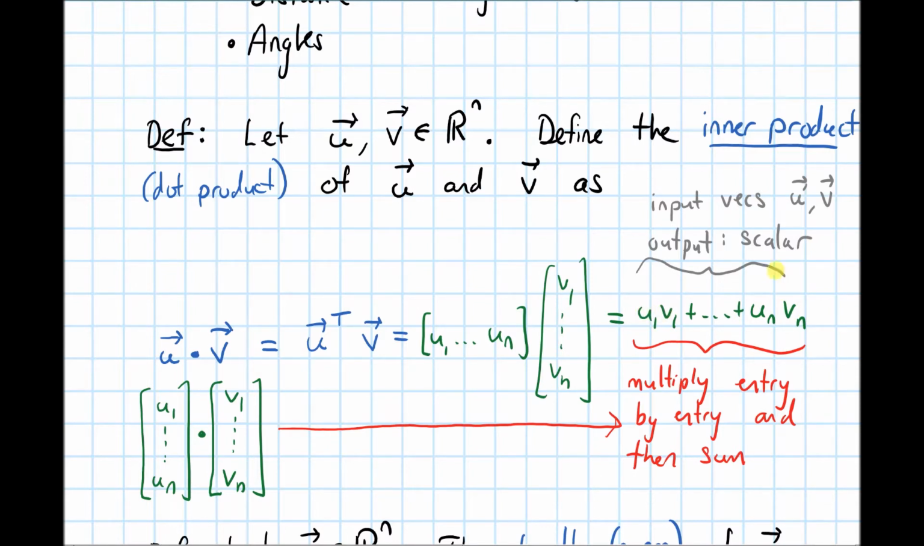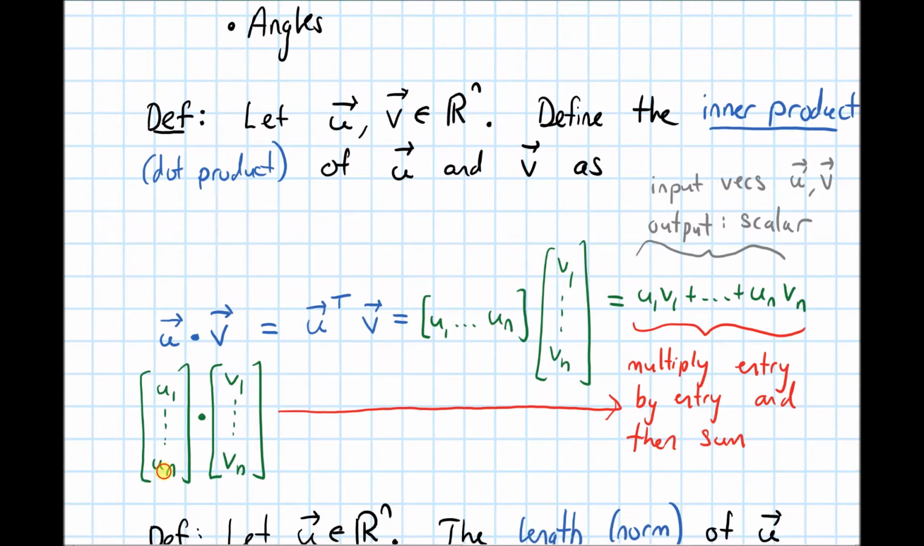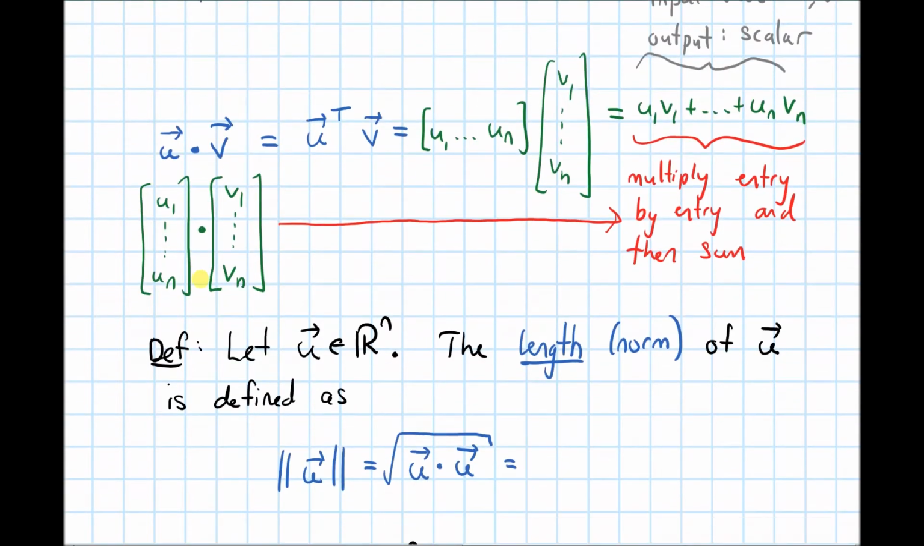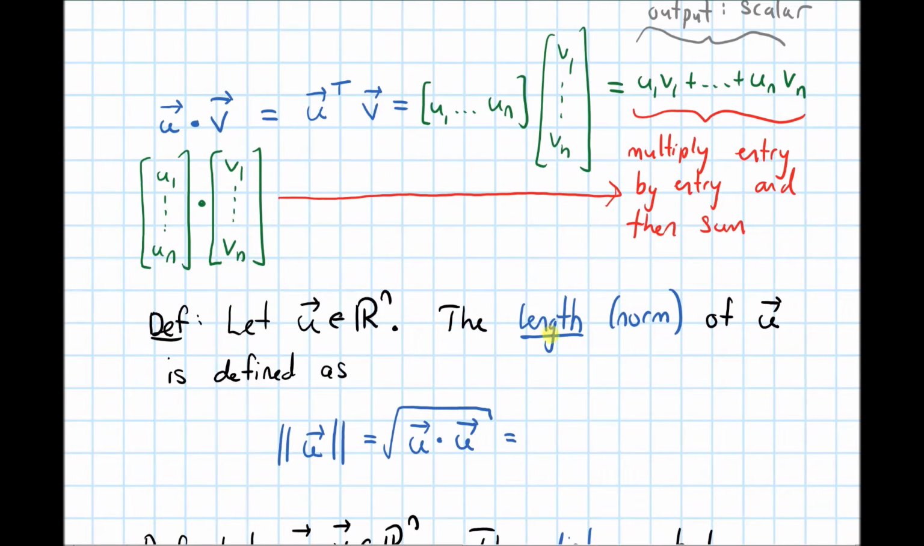Next, let's define some other terms. Let's define what the length of a vector is. If u is a vector in Rn, the length of u, which is sometimes also called the norm of u, is written with these double absolute-value looking bars around our vector. The length is defined to be the square root of u inner product with itself.